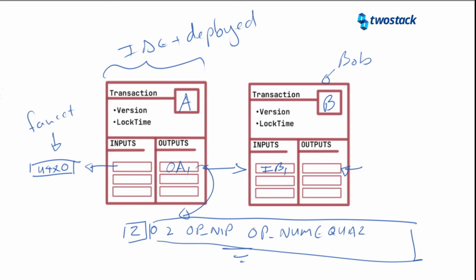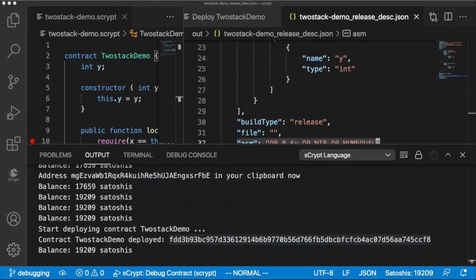So Bob is going to basically create an output, and he's going to take his money, pay to public key hash. He's going to create a P2PKH, like a standard locking output for himself. So he's going to move his money into a P2PKH output. Let's do that now. Let's go and grab Bob's funds and make it a little bit more secure for him.